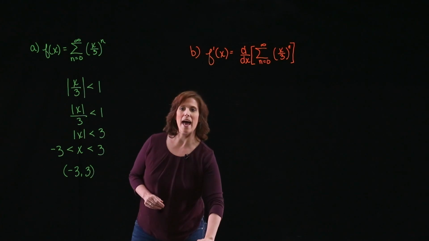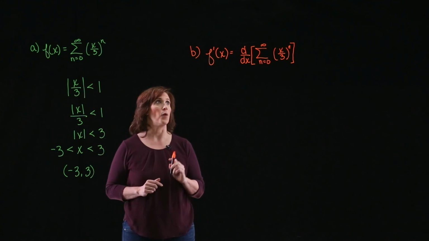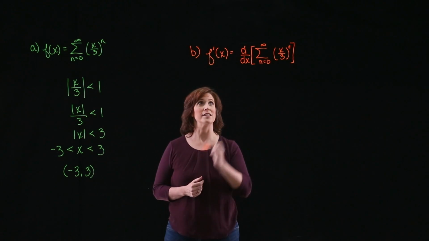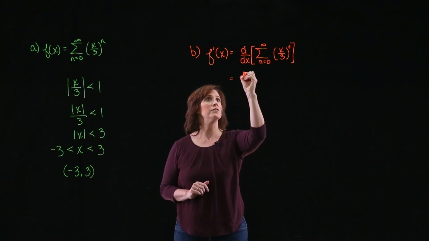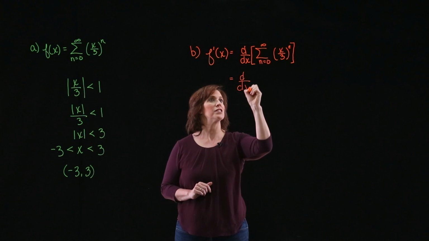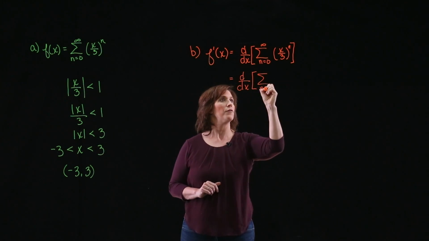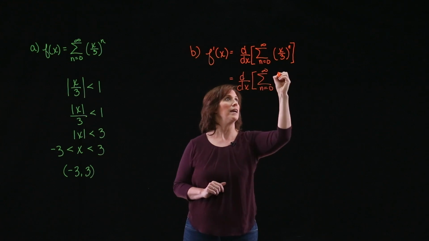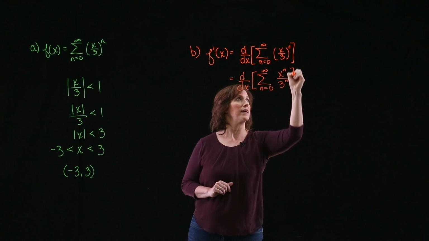Okay, let's take a look at another series. Now, my second series is related to the first one. It's the derivative of that first series. So let's go ahead and find the derivative. First of all, I'm going to rewrite that expression just a little bit and write this as the sum from n equals 0 to infinity of x to the n all over 3 to the n.